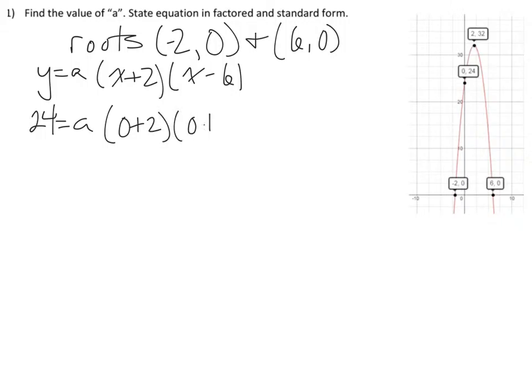The other x value is still 0. Just made a little mistake there. Minus 6. So 0 plus 2 would still be 2, and then 0 minus 6 is -6. And then I would multiply 2 and -6 together.